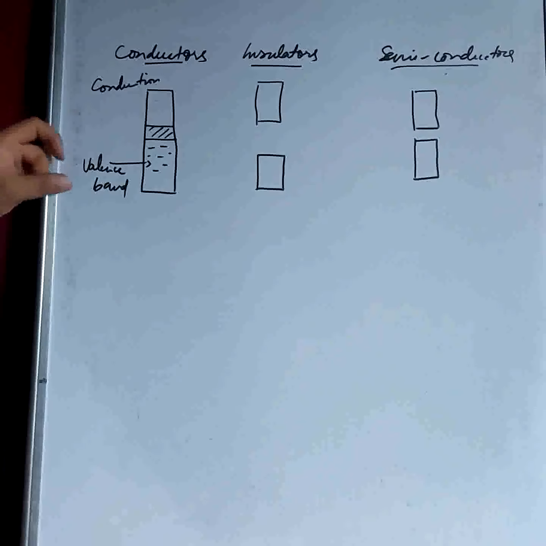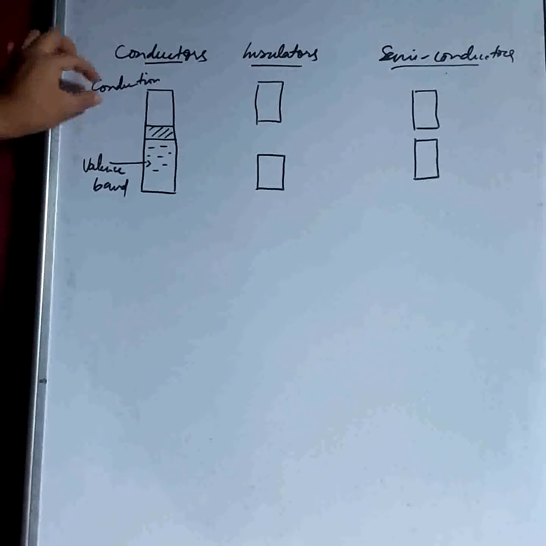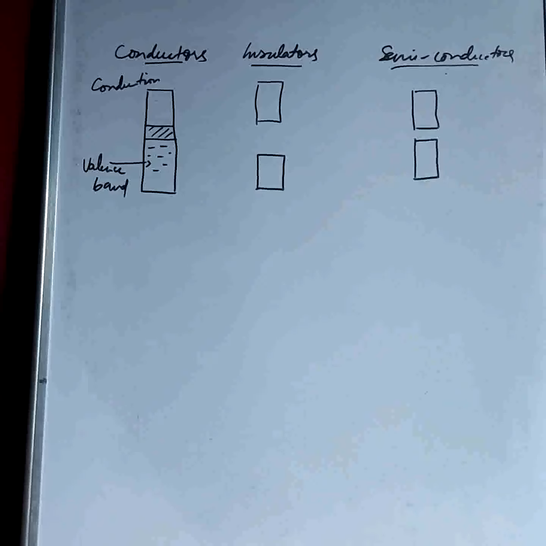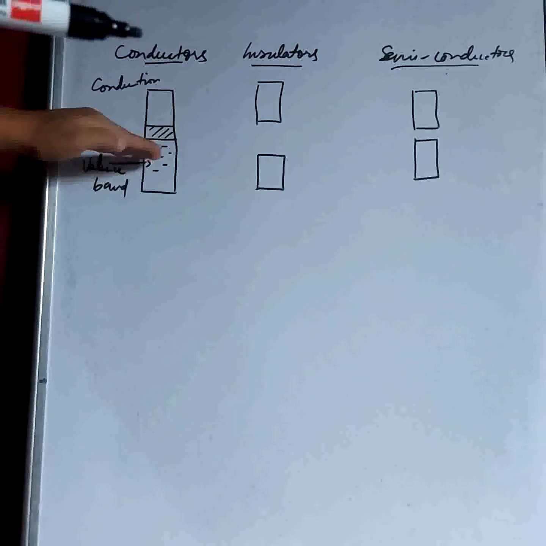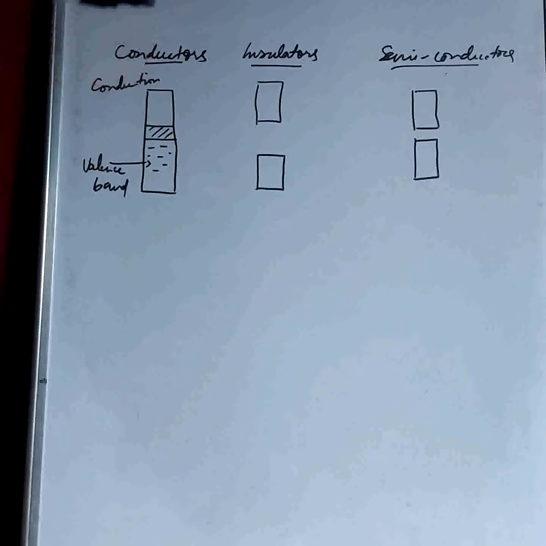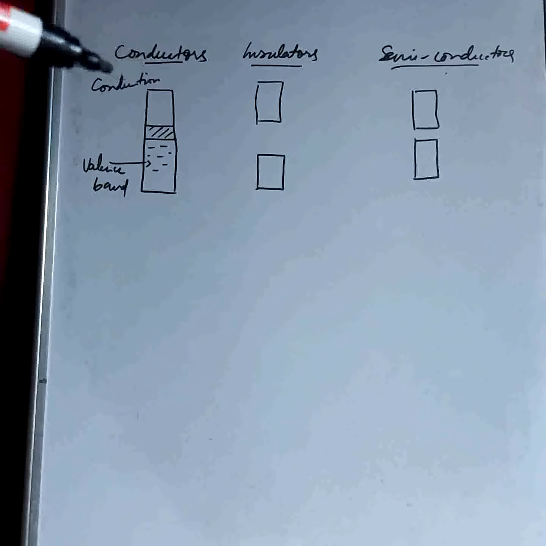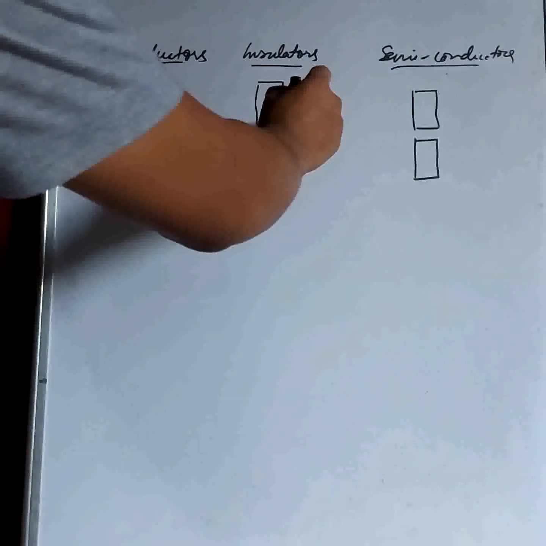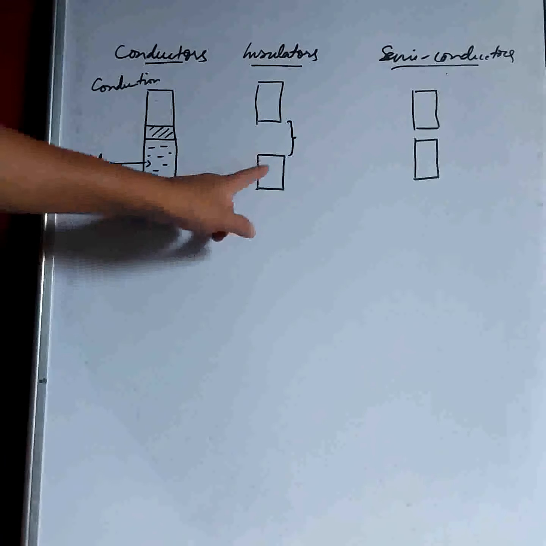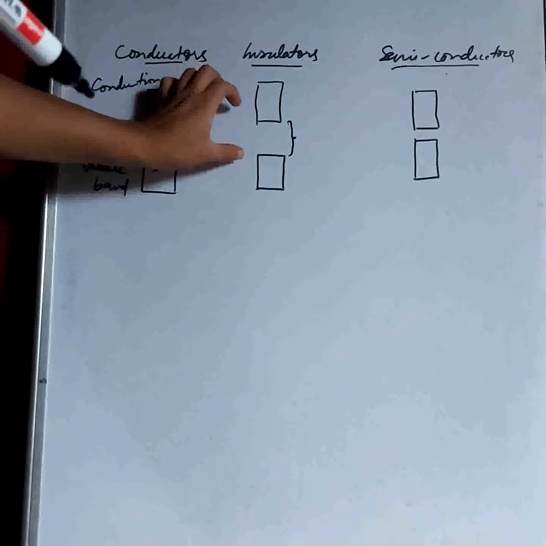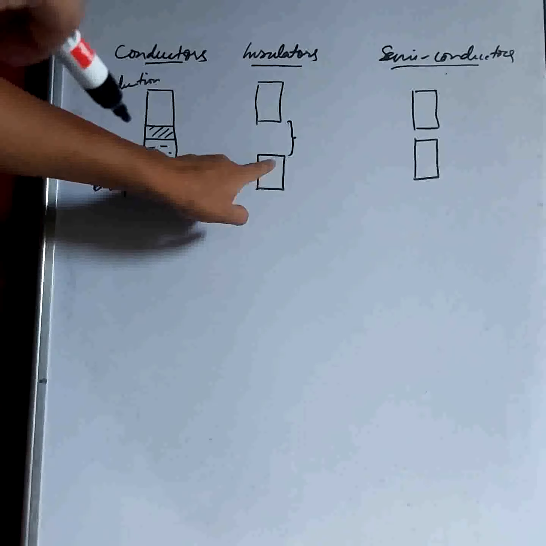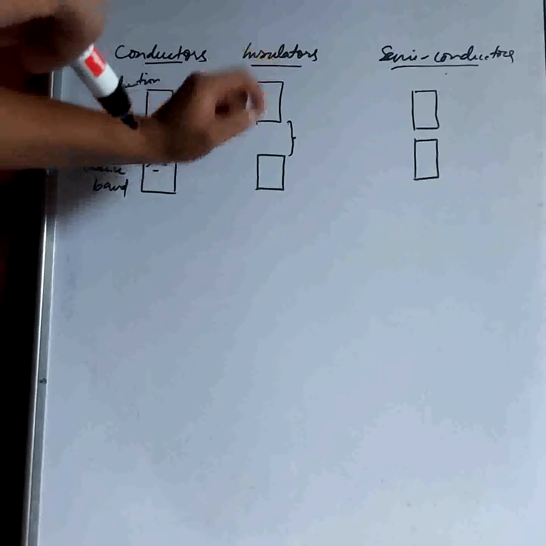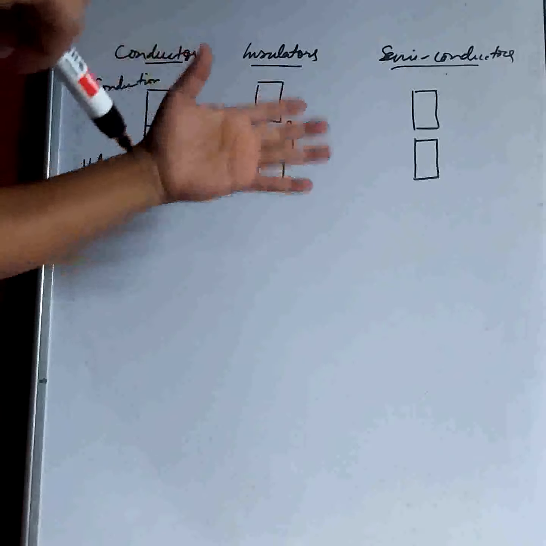In conductors, the energy difference between the conduction band and the valence band is negligible, or in fact they seem to be merged. So the valence electrons can easily enter the conduction band and conduct electricity. But in insulators, the energy gap between the valence band and the conduction band is too big, so the electrons in the valence band cannot jump into the conduction band. Therefore, they don't pass electricity.